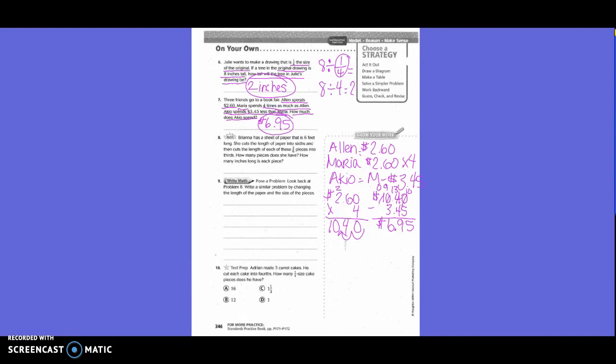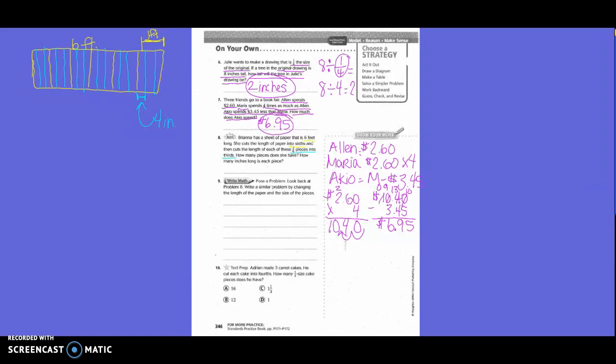Okay? Number 8. Brianna has a sheet of paper that is 6 feet long. She cuts the length of the paper into 6, and then cuts each of these 1/6 size pieces into thirds. How many pieces does she have? How many inches long is each piece? So basically we drew a 6-foot box over here. Then we broke it into 1/6 size pieces, so 6 different pieces in the 6-foot box. And we said that one section of that would be 1 foot.